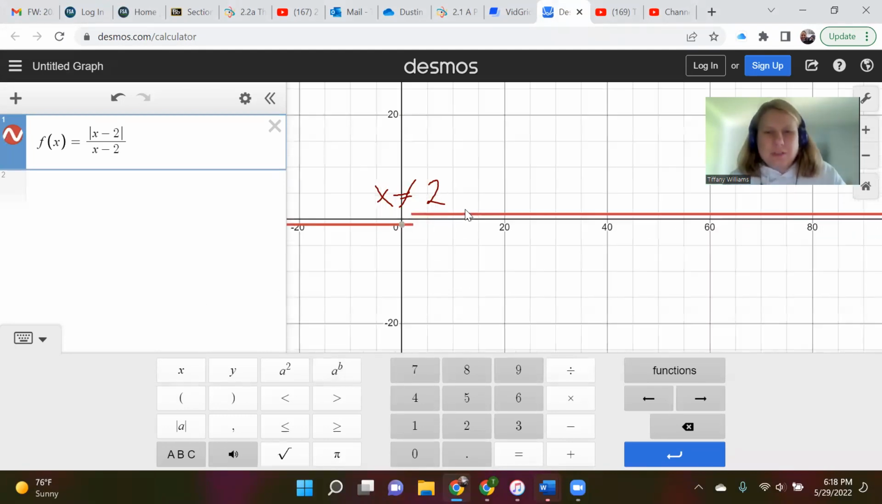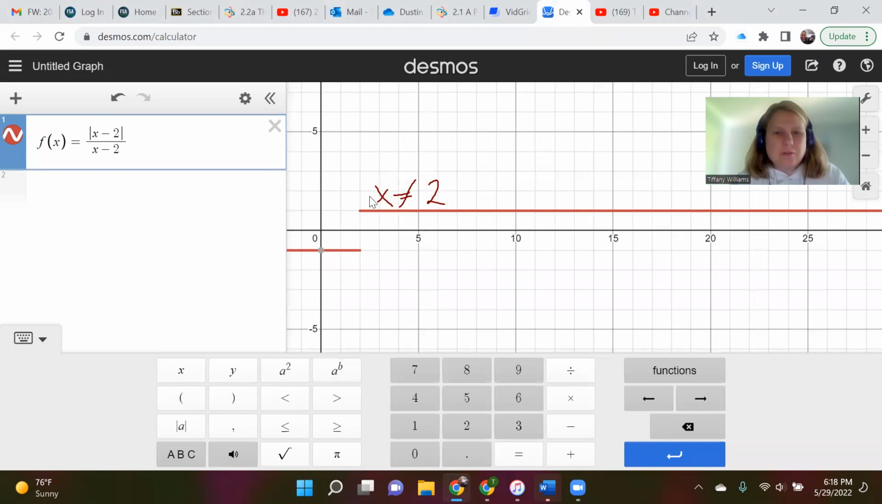So what does this one do? So here's 2, right? There's 2. I've already got it written out here. X can't be 2. So yeah, this one has an asymptote, but this asymptote does something weird. Instead of shooting the graph off to negative infinity and positive infinity, this one actually causes a jump discontinuity. So this is an example of a jump discontinuity. So we do have a jump discontinuity at x equals 2.